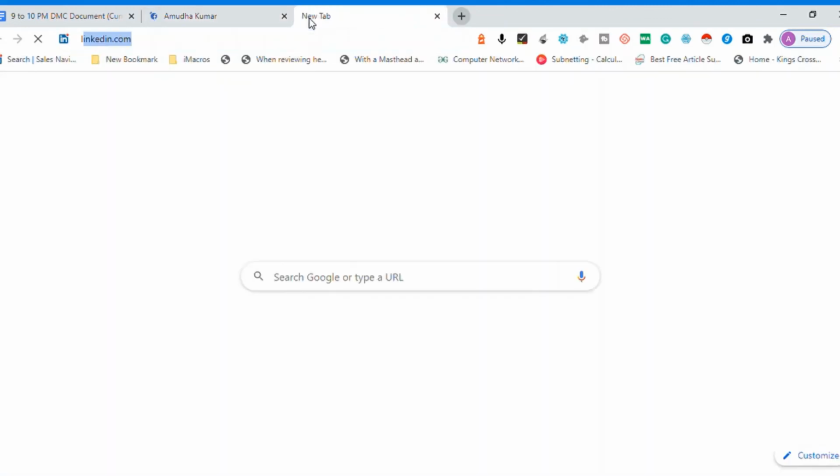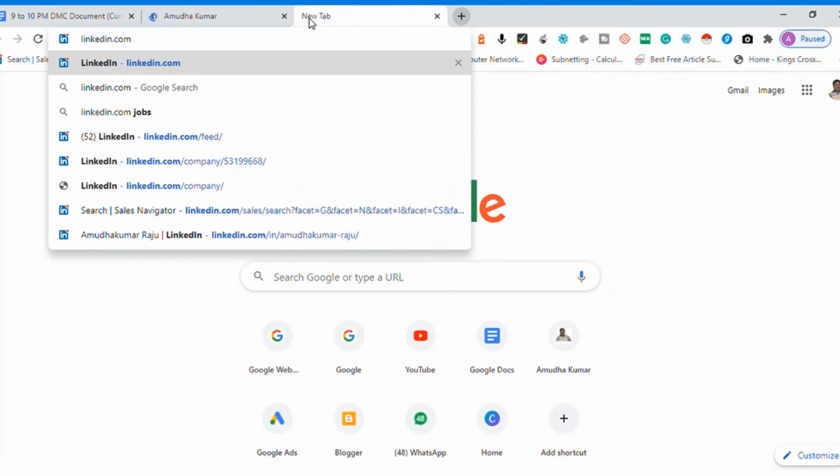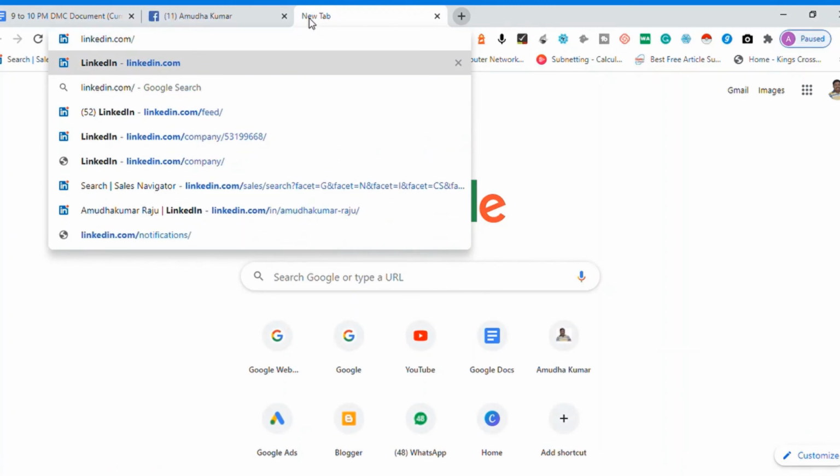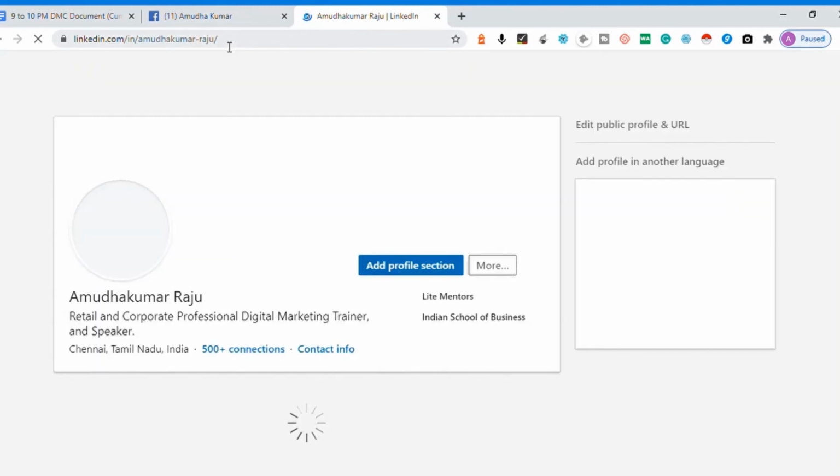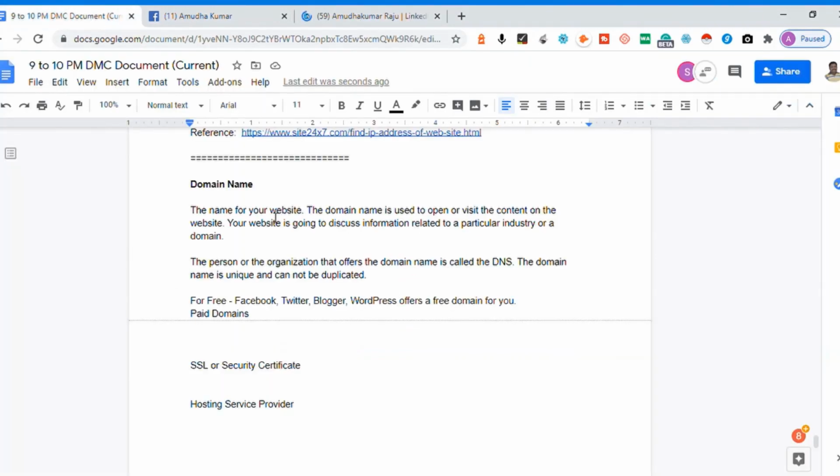I also have it with LinkedIn. I don't have to pay for LinkedIn as of now to visit my profile. Even this LinkedIn domain name is coming along with my username. This also I'm getting for free. So these are all the things that we need to understand, that are offered for free.